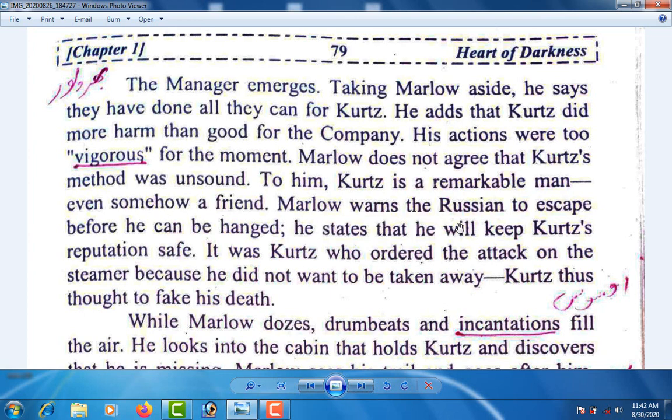Marlow wants the Russian to escape before he can be hanged. He states that he will keep Kurtz's reputation safe. It was Kurtz who ordered the attack on the steamer because he did not want to be taken away. Kurtz thus thought to fake his death.